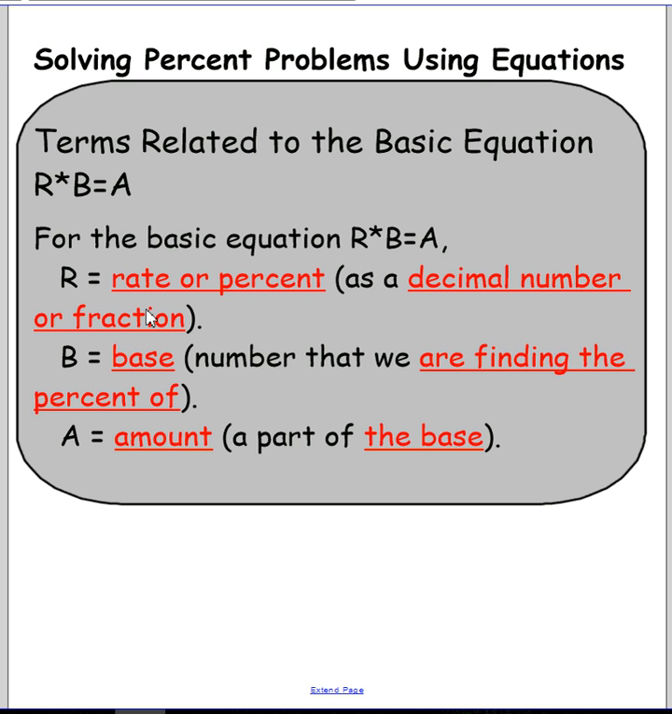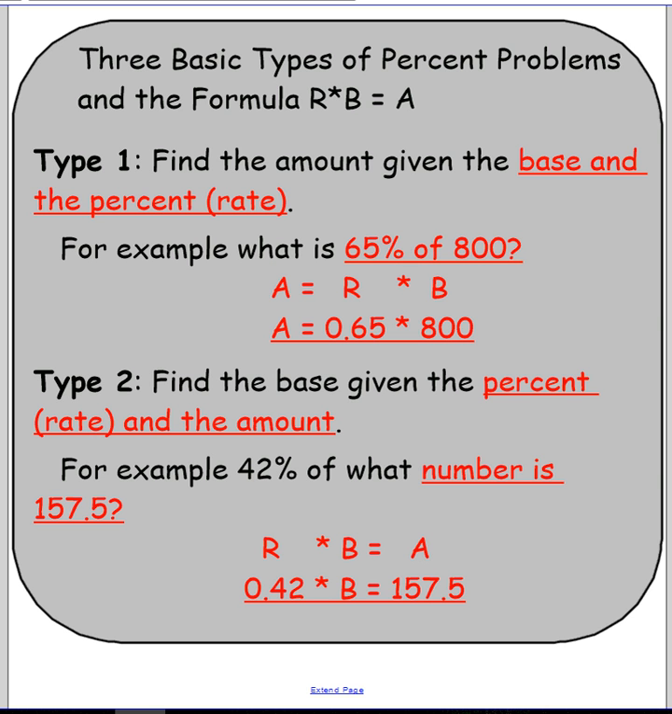You could use a fraction as well, but usually when it's set up like this, you're using a decimal number to represent the percent. Then you still have your base, the number we are finding the percent of, and the amount A, or the part of the base, the part that that percent represents. So again, we have three variables, so three types of problems.